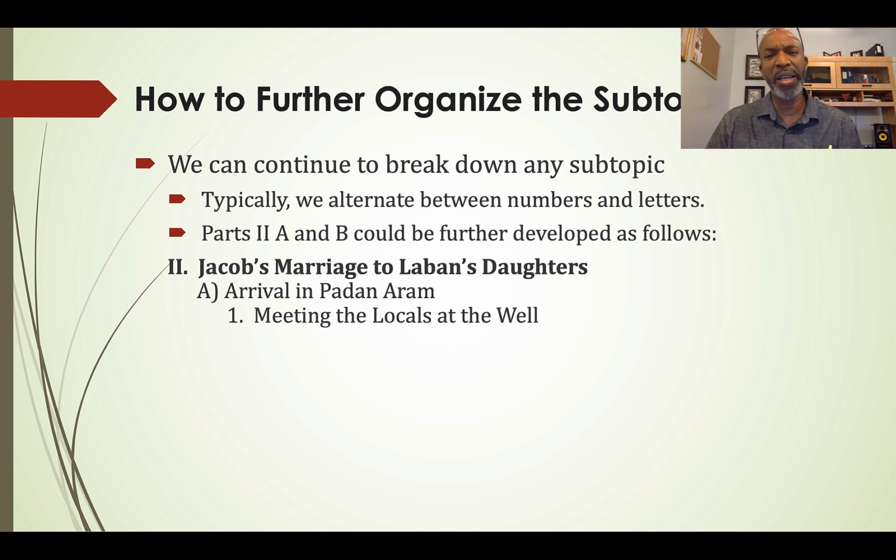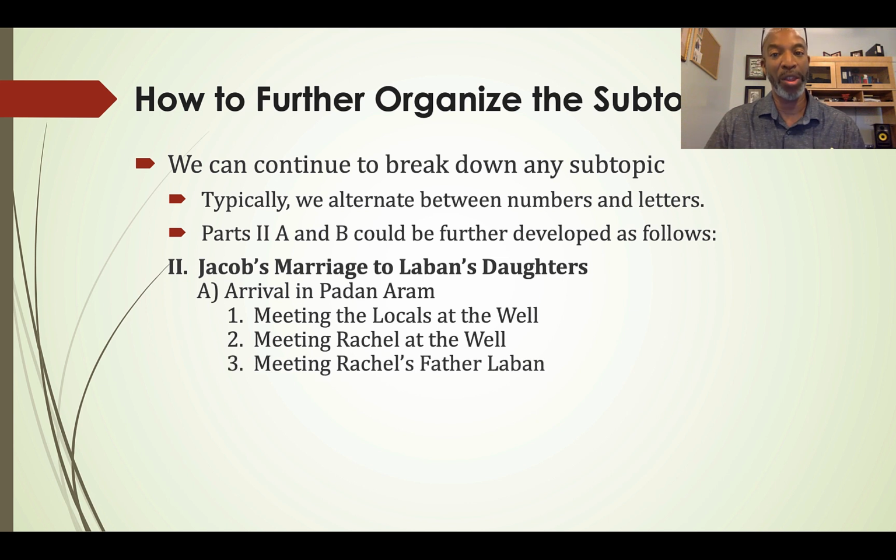Maybe the first thing he wanted to talk about within the subtopic of arriving in Padan Aram is meeting the locals at the well. You remember from Genesis 28, he met all of the local yokels at the well. Then maybe for number two, he wants to talk about how he met Rachel at the well. And then maybe as he's going through his memory, he's saying, after that, I want to talk about how I met Rachel's father, Laban.